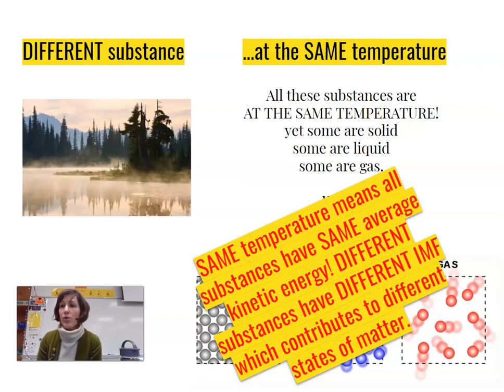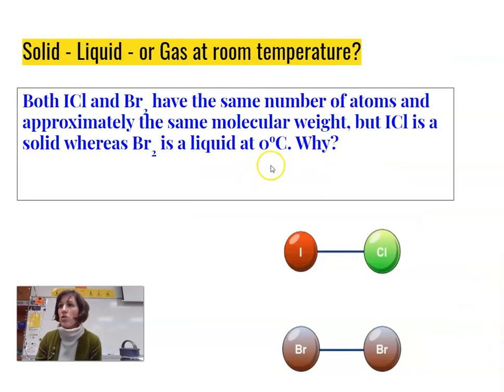However, because their chemical formulas are different, they have different IMFs, which contribute to them being at different states of matter. Let's take a look at a specific example. So here we have two different chemical compounds. We have iodine monochloride and we have bromine gas. Let's say they're both at 0 degrees Celsius. They both have approximately the same molecular weight, and we can actually see that both of them are linear.